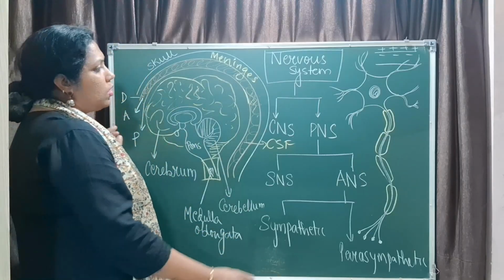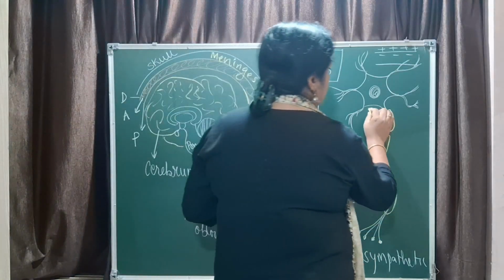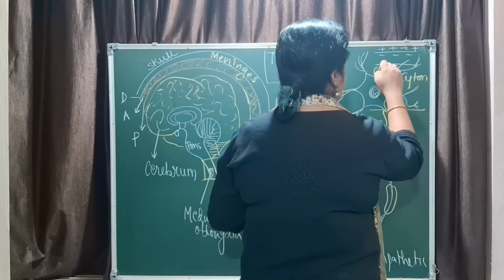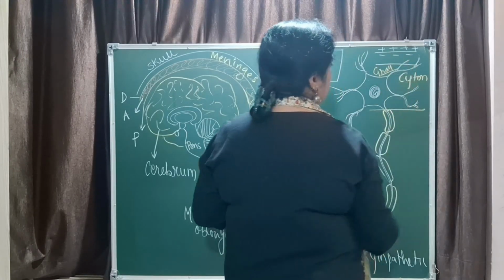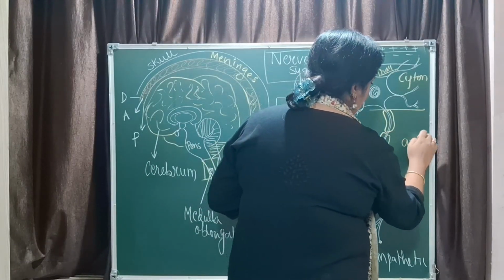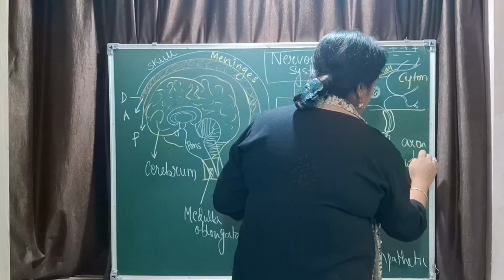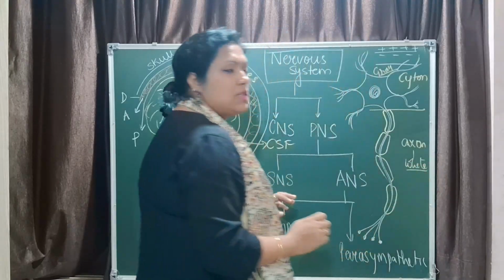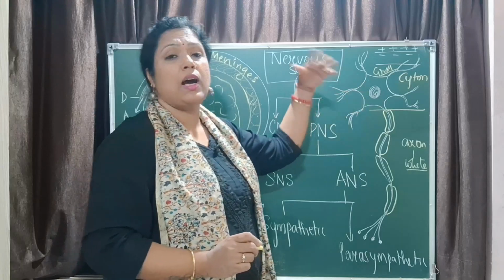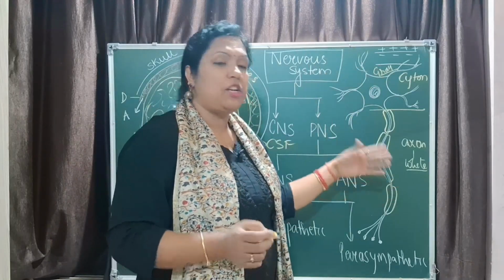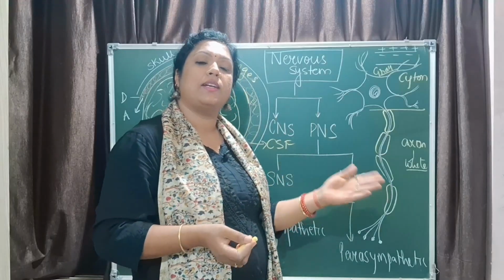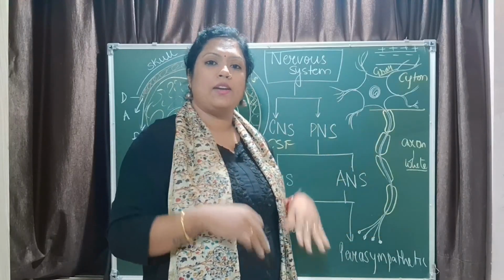Always remember, when you talk about neuron, the cyton forms the gray matter. Okay, cyton forms the gray matter and axon forms the white matter. So our brain is like a coconut, dark outside, white inside. So gray matter outside and white matter inside. Spinal cord, it is opposite. White matter outside, that is axons outside, and cyton inside.